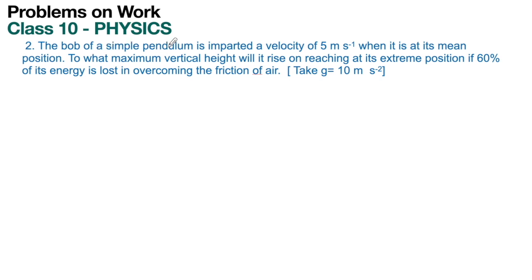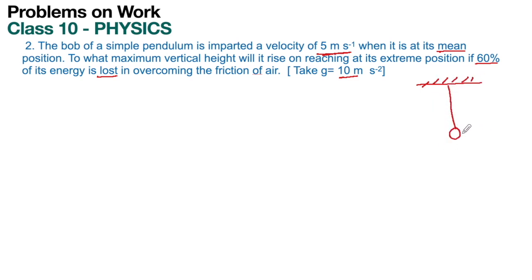The bob of a simple pendulum is imparted a velocity of 5 meters per second when it is at its mean position. So, to what maximum vertical height will it rise on reaching its extreme position if 60% of its energy is lost in overcoming the friction of air? Take g equal to 10 meter per second square. Now, in order to understand this question, always you must have a diagram to help you.